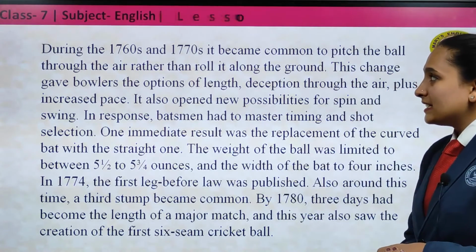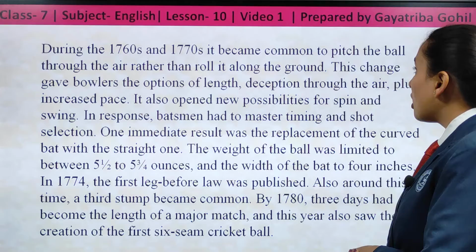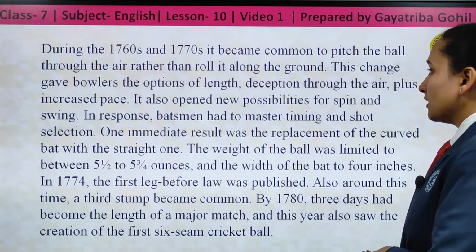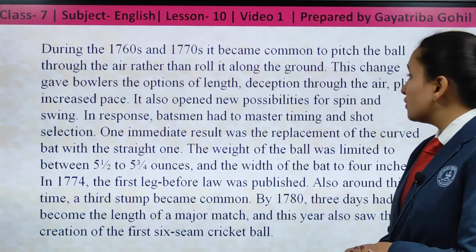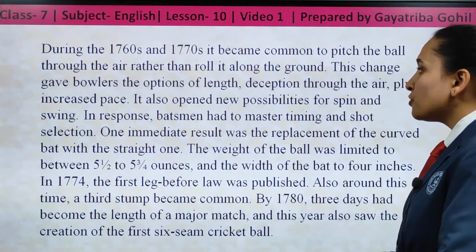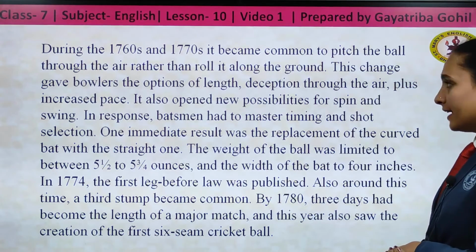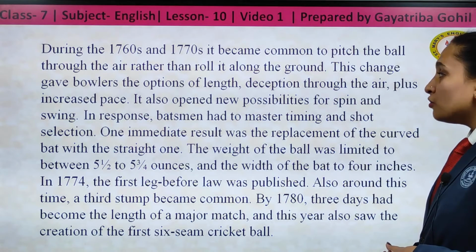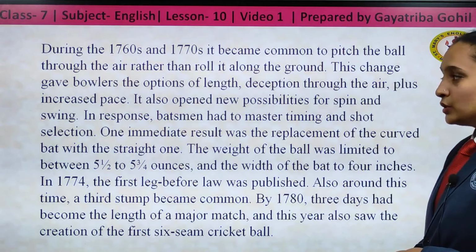During the 1760s and the 1770s, it became common to pitch the ball through the air rather than roll it along the ground. This change gave bowlers the option of length, deception through the air, plus increased pace. It also opened new possibilities for spin and swing.